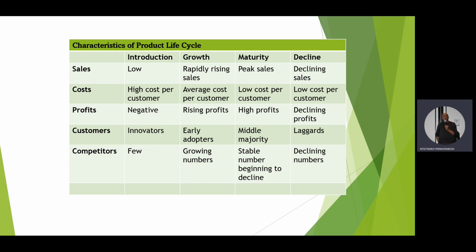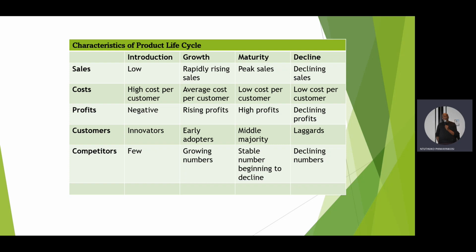Number 2, we have cost. Cost is the second characteristic of a product life cycle. Under the introduction stage, there are high costs per customer. Why? Because now you have to come up with sales and discounts. Buy one, get one free. Buy one, get 2 free.